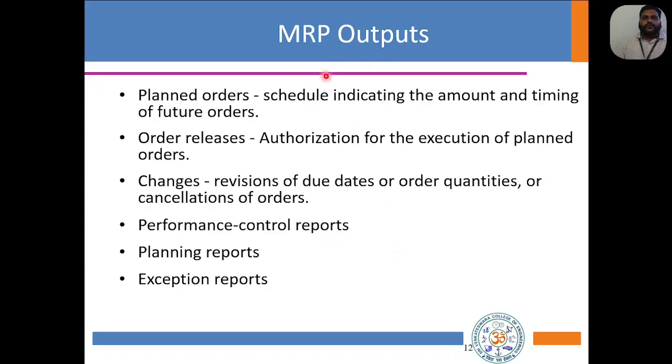So what is the output? We get planned orders, as we said, then it releases the orders so the procurement can be taken into account. If there are any changes in due dates or quantities, those changes are also taken into account. Performance and control reports are taken up for audit aspects, planning reports and exception reports. Exception reports are raised when there is a change in the entire design aspect or quantity aspects.